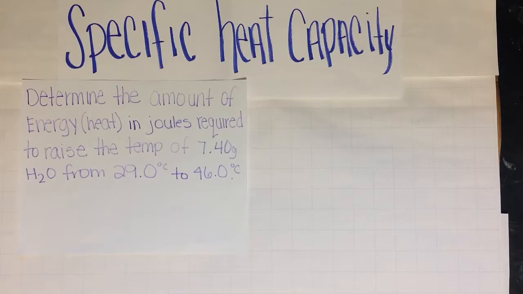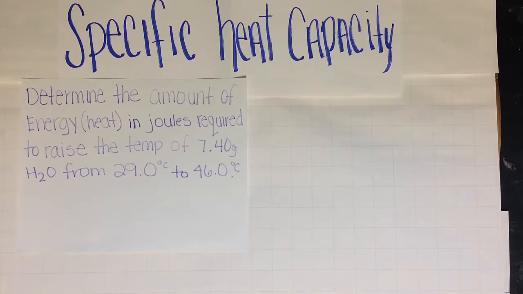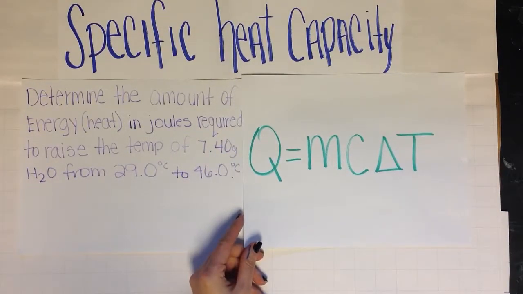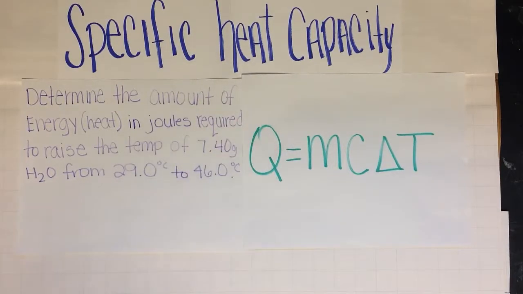All right, now let's take a look at a sample problem. Determine the amount of energy, which is heat, in joules required to raise the temperature of 7.40 grams of water from 29 degrees Celsius to 46 degrees Celsius. So I'm no longer talking about 1 gram of water, rather 7.40 grams of water. The first thing I want to do is list out all of my variables. So remember, here's my equation. Write that down. And let's list out all these variables and see what we have and what we don't have.